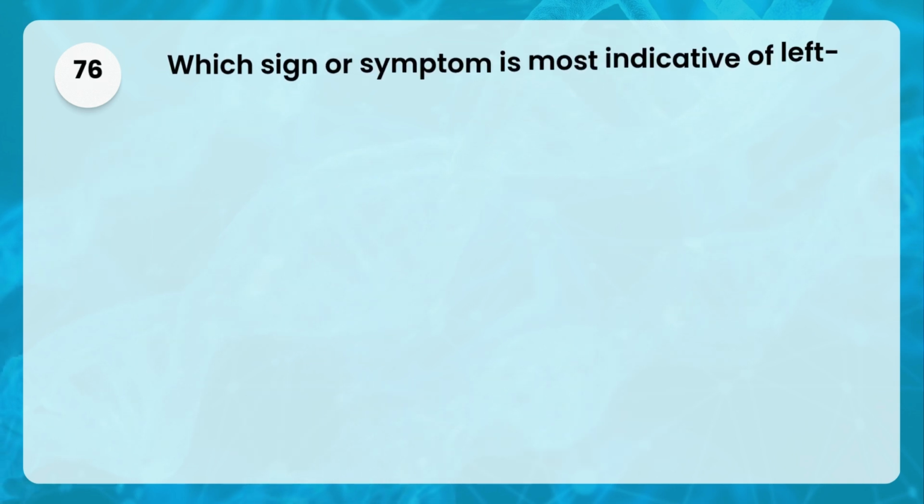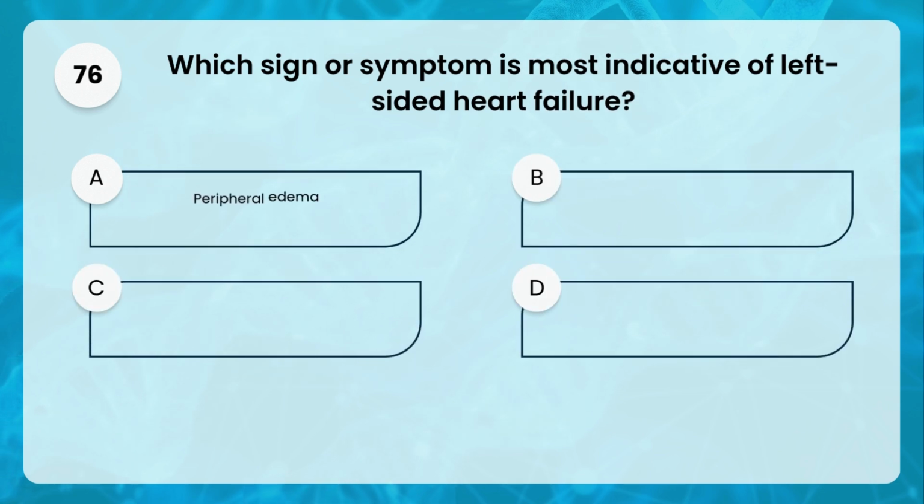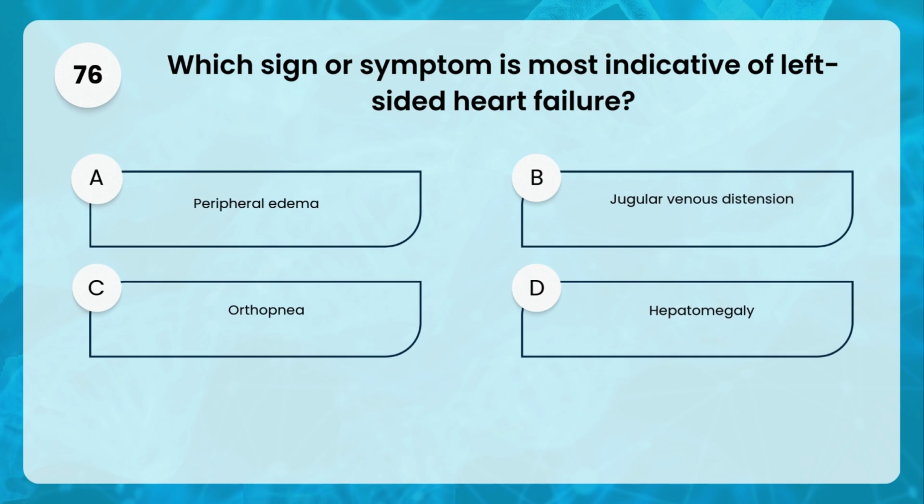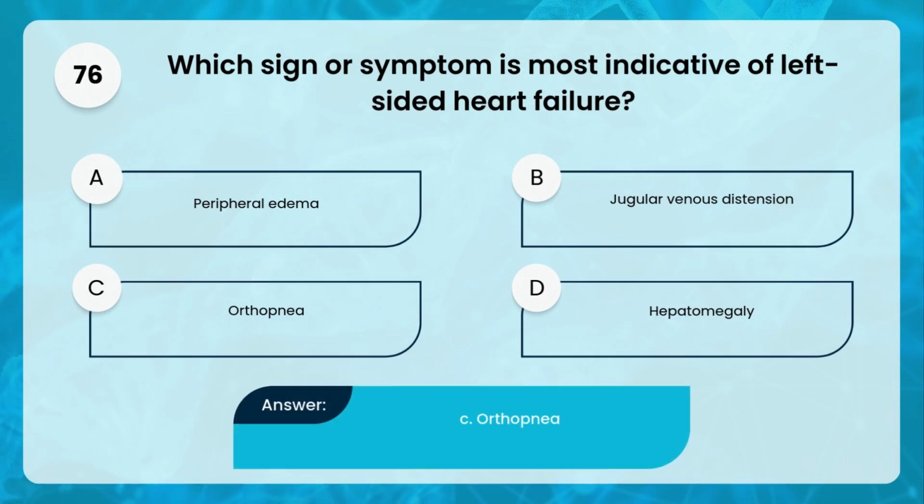Number 76. Which sign or symptom is most indicative of left side heart failure? A. Peripheral edema. B. Jugular venous distension. C. Orthopnea. Or D. Hepatomegaly. The answer is C. Orthopnea.